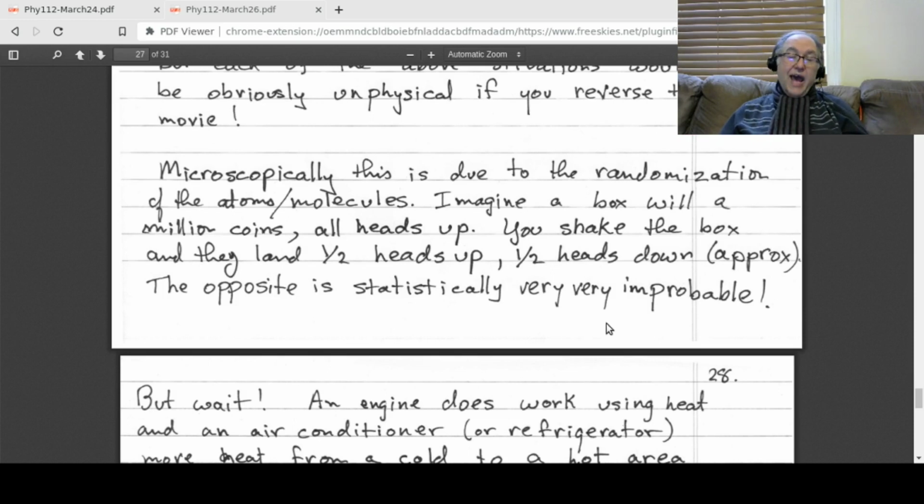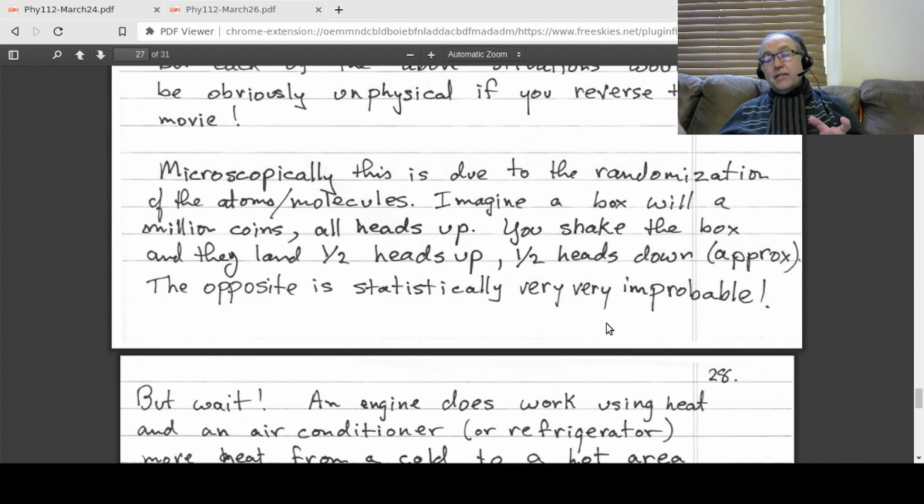You go, well, what's the odds of that? Well, the odds of that are astronomically small. Because the odds of the first coin landing heads up are a half. The odds of the second coin landing heads up are also half. The odds of the two together landing both heads up are a half times a half, which is a quarter. So for every coin, you have to multiply by a half.